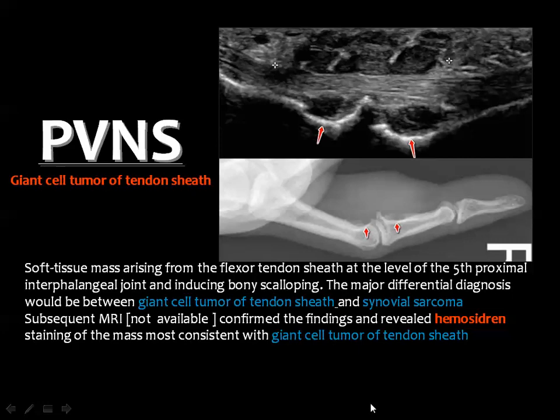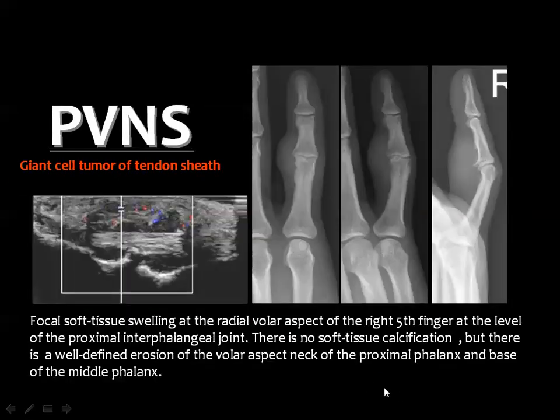But if you remember that giant cell tumor usually shows dark signal on the T2 weighted image because of the hemosiderin, but synovial sarcoma will show bright signal or mixed signal on the T2 weighted images. There is no hemosiderin in this tumor.